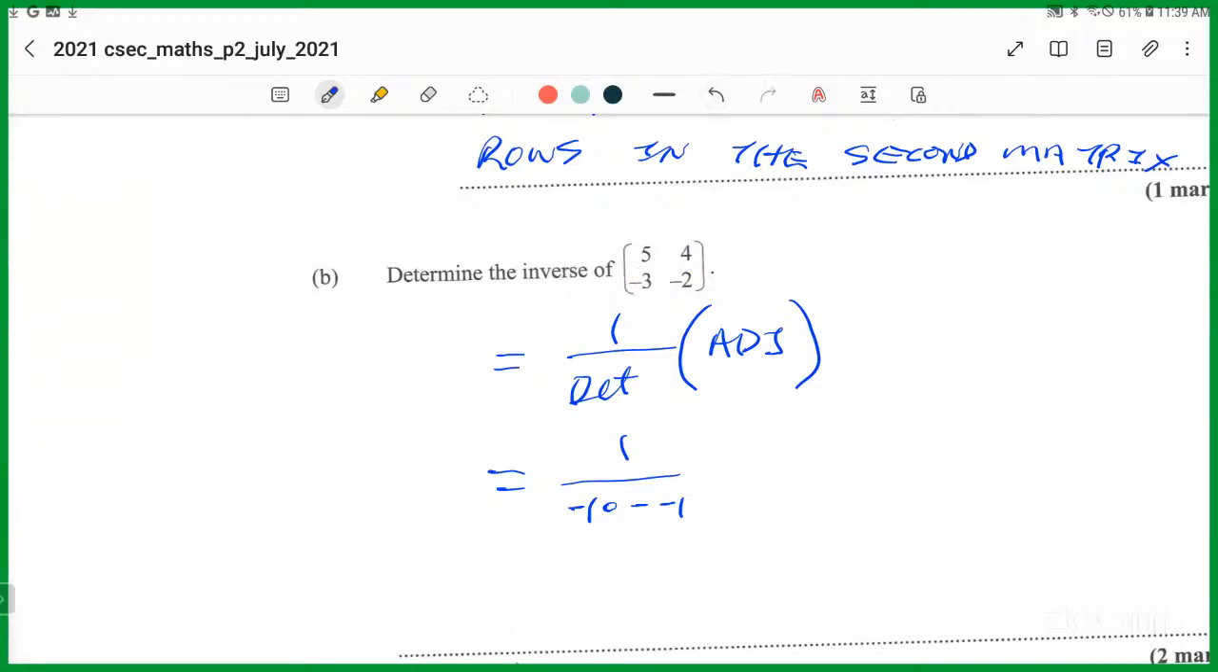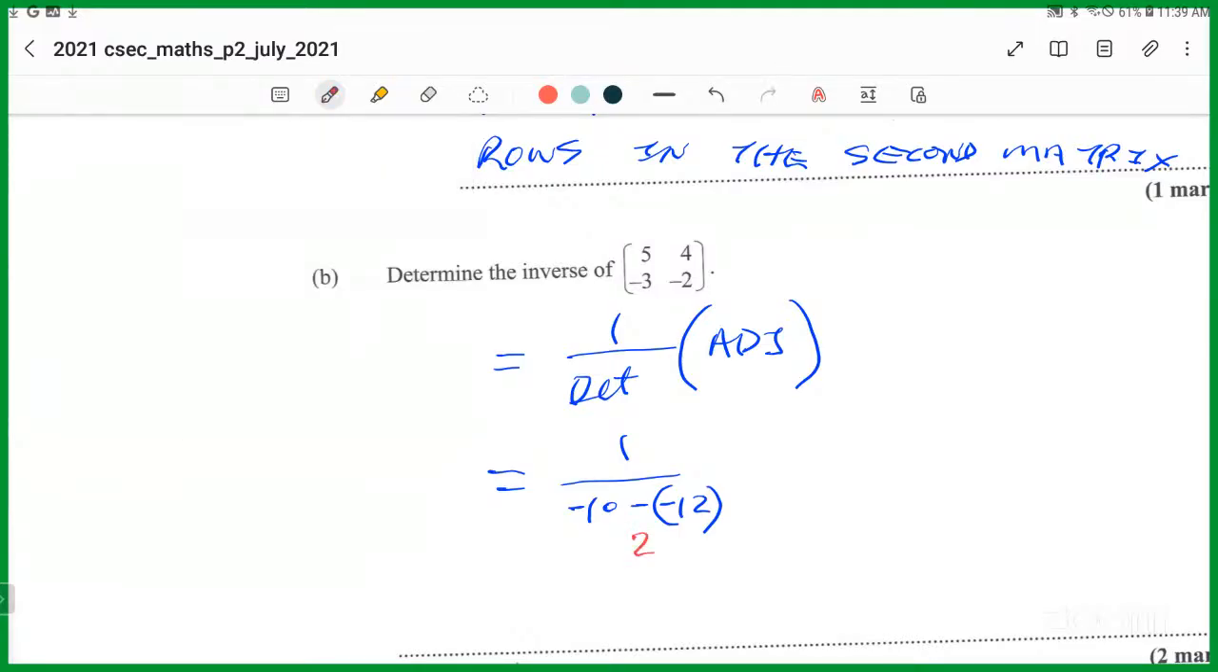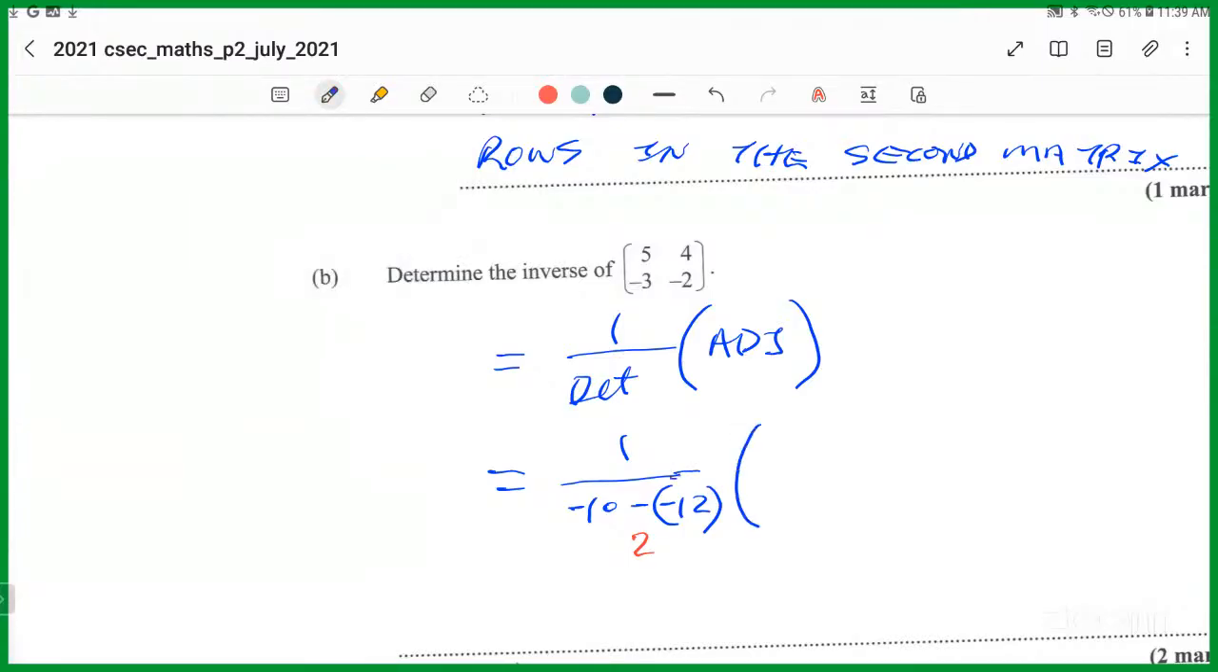Negative 12 is the second diagonal product. And so this minus minus becomes a plus. So it becomes plus 12 minus 10. 12 minus 10 is 2. So the determinant is actually 2. You put 2 on here. Alright? And then now you multiply that by the adjoint matrix of this.